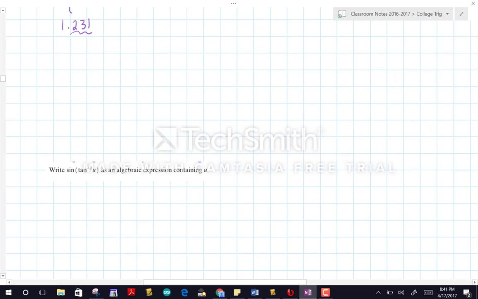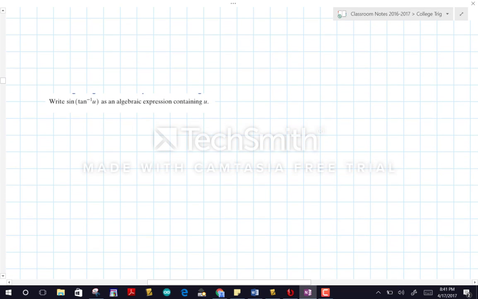Okay, so the way that we're going to do that is we're going to define theta to be equal to the tangent inverse of u, okay? And what that means is, if we take the inverse of that, that u is equal to the tangent of theta. We're just going to set that off to the side and come back and use that in just a second. Because we just let the tangent inverse of u equal theta, we're going to rewrite this expression as the sine of theta, okay?